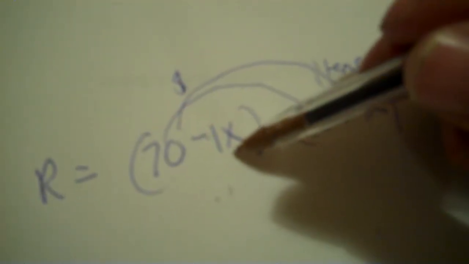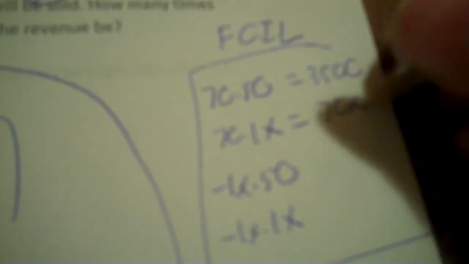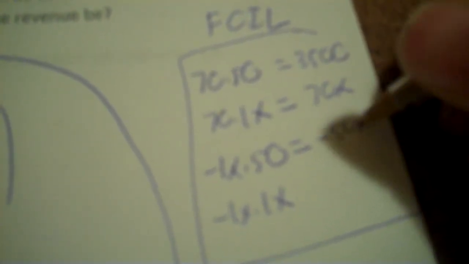So you take 70 times 50. Then you take 70 times 1x. Then you don't take 1x times 50, you take negative 1x times 50. And then you take negative 1x times 1x. So that's 3,500. That's 70x. That's negative 50x. And that's negative 1, but then x times x is x to the second. Now I'm ready to go with my a, my b, and my c.